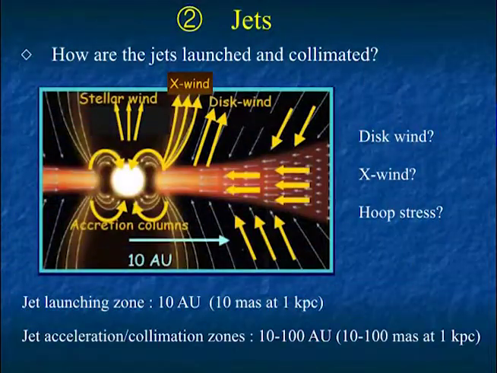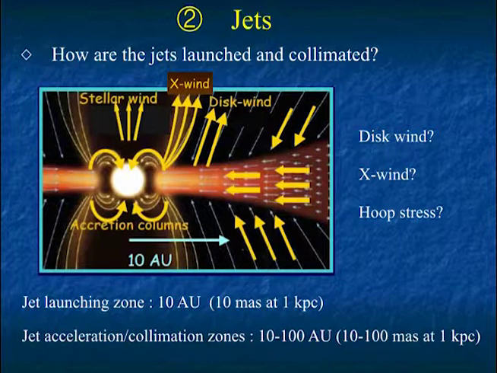What about jets? Well, the main question that we have now is how jets are launched and collimated. Perhaps some of the people here know the answer. I'm pretty sure Frank will like the X-wing. Could this be an X-wing, no? It's very close to the star at the end of this disk. Or is that a disk wind, or is it hoop stresses? Well, we have to probe this region with an angular resolution of about 10 milliarcseconds, which is about 10 astronomical units, where the launching zone is supposed to be.